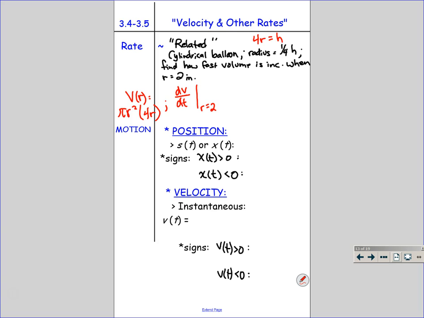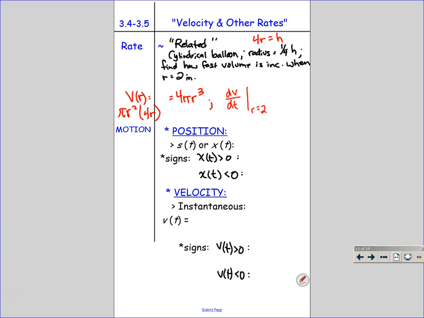Now, could we do a product rule? Sure. Do we want to do a product rule? No. Why don't we just simplify and rewrite? That was a big thing from last year, right? Rewrite first if it makes it easier. So how could I rewrite my volume in terms of r? There we go. So what's my dV/dt?